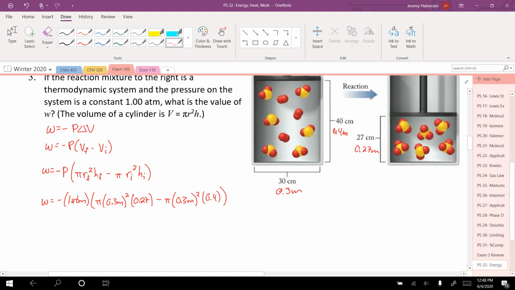Okay, so hopefully we get all this math correct. So pi times 0.3 squared times 0.27 minus pi times 0.3 squared times 0.4. I get equals negative 1 atmosphere times 0.0763 meters cubed.